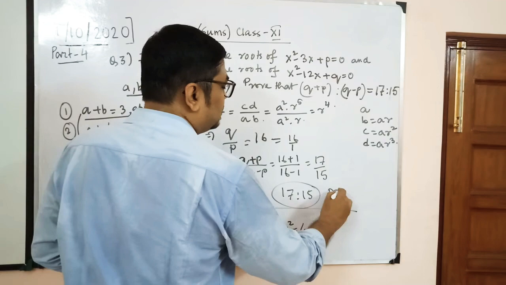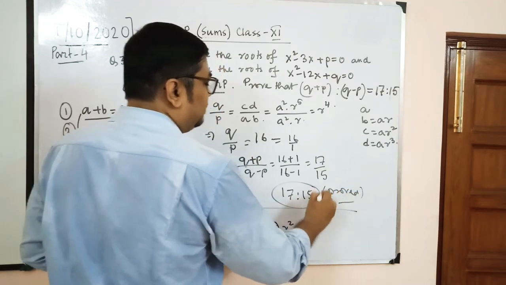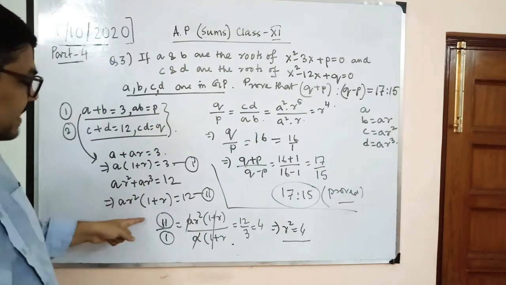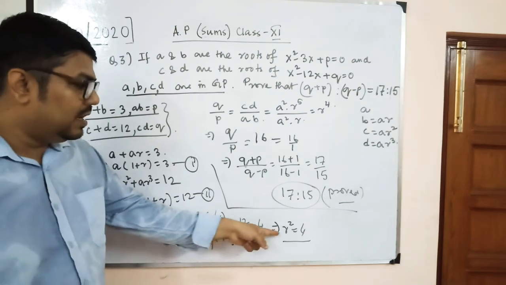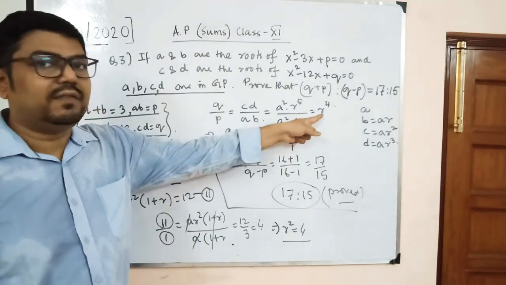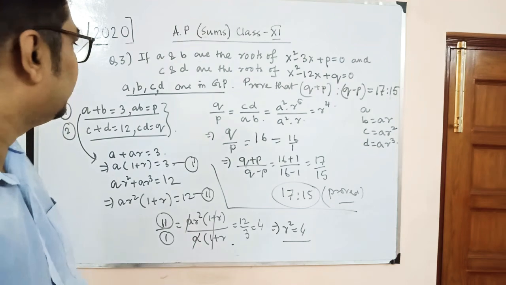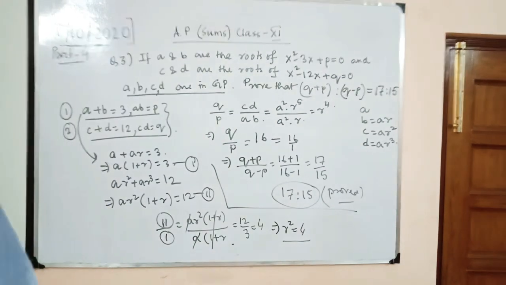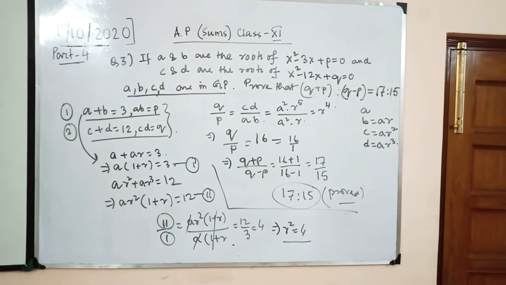Okay, I hope you understood. So please see the sum. So here actually we cancel the equation and get the value of R square. Hence we can get the value of R to the power 4. So let us move to the next sum.